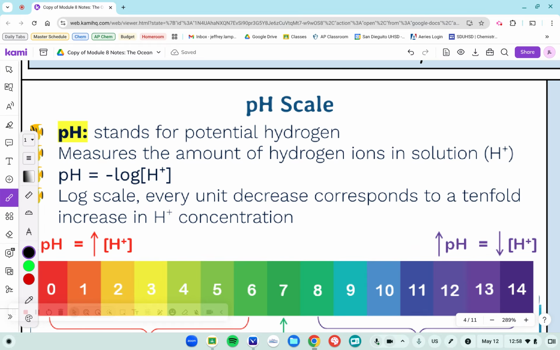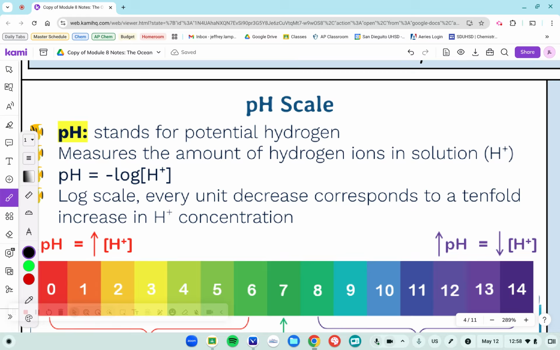In this class, what you're required to know is where is the negative button on your calculator? Where is the logarithm button on your calculator? And then able to plug in H+. That is it. You don't need to be able to do math with logarithms. All you need to be able to do is just press buttons on your calculator. Does that make sense? All right.